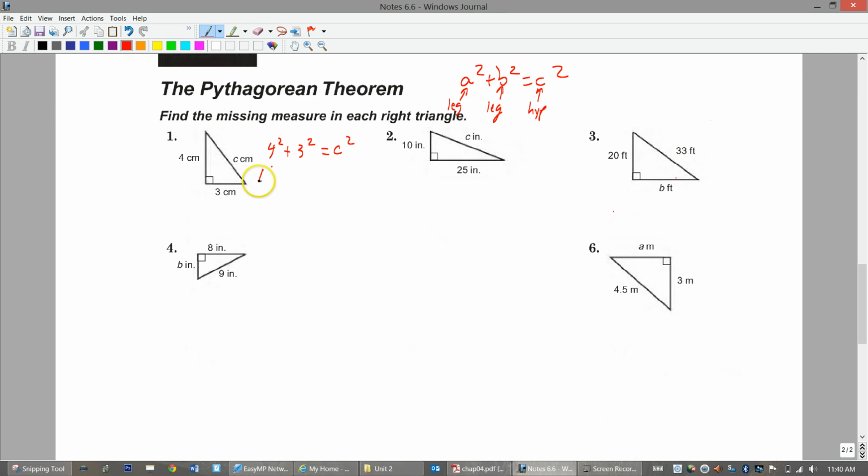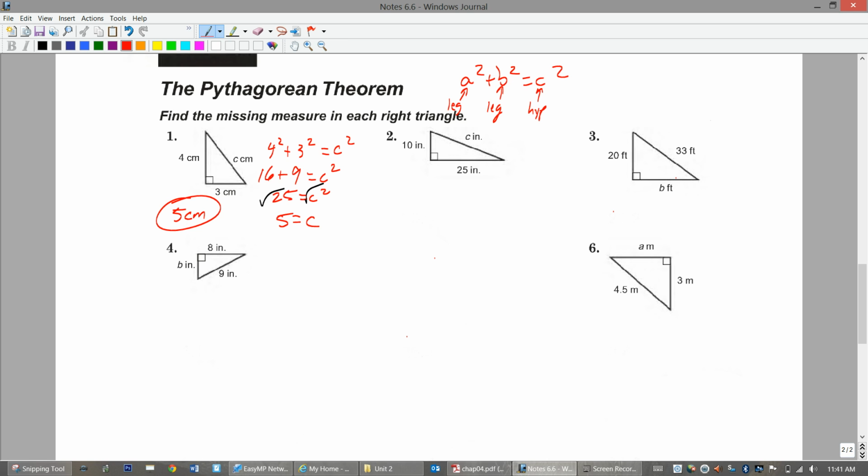Anyways, 4 squared is 16, 3 squared is 9, c squared is c squared. That's 25 equals c squared. Square root both sides. By the way, it's positive and negative 5, but we can't have a negative distance. So c is 5 centimeters, that is our answer. Does that make sense?